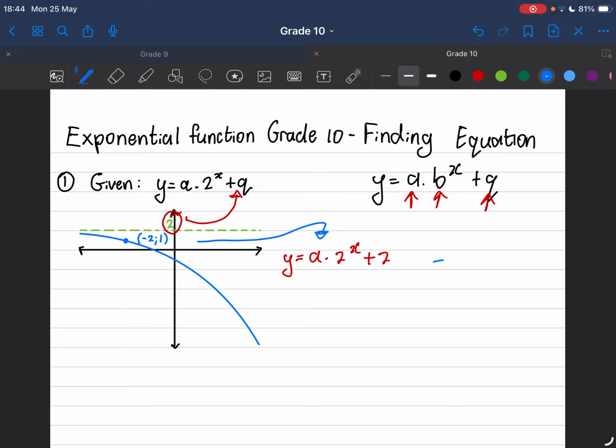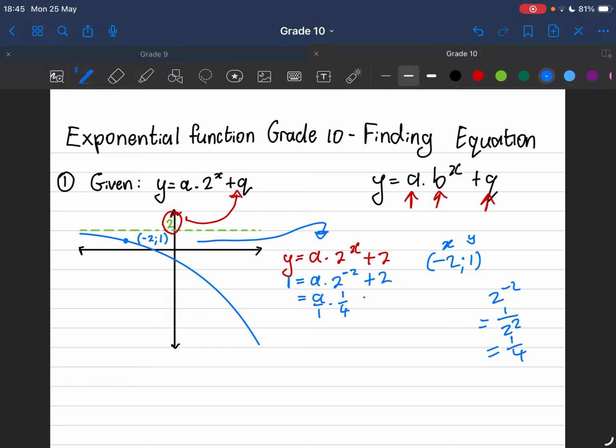So the coordinate is -2 and 1. This has an x value and a y value. So put 1 for the y, a dot 2 to the power of the x value, -2, plus 2. Now we're going to start simplifying. By the way, what can 2 to the -2 be written as? That is 1 over 2 squared, which is 1 over 4. So it's a times 1 over 4, so a over 1 times 1 over 4.